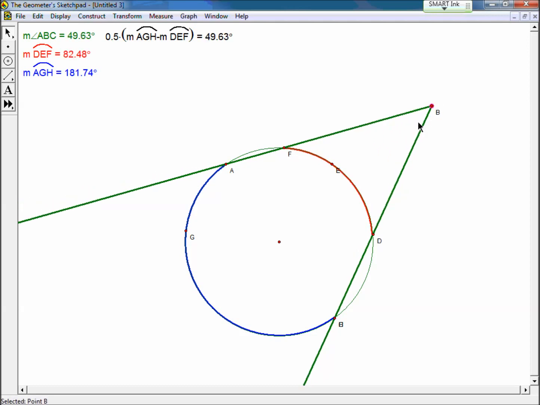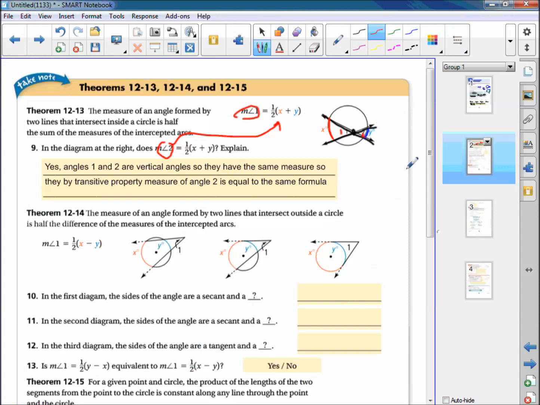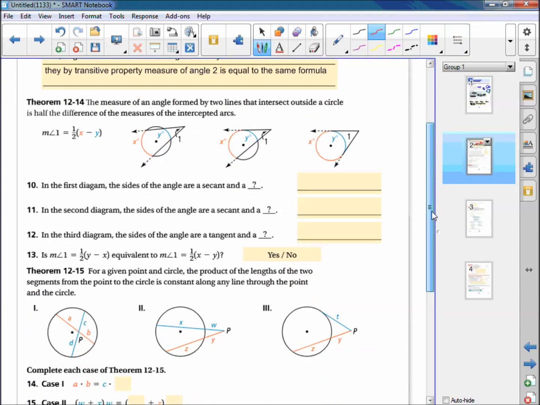So we want to find where two lines intersect outside the circle. It's subtraction of the arcs cut in half. And if you want to find it when it's inside the circle, it's the sum of the arcs cut in half. All right. So for 12-14, that's what it's talking about. And you can see out here is angle 1, and that's going to be half of the red and blue put together. And it doesn't matter whether they go through as a secant or whether they cross the circle as a tangent. It still works.